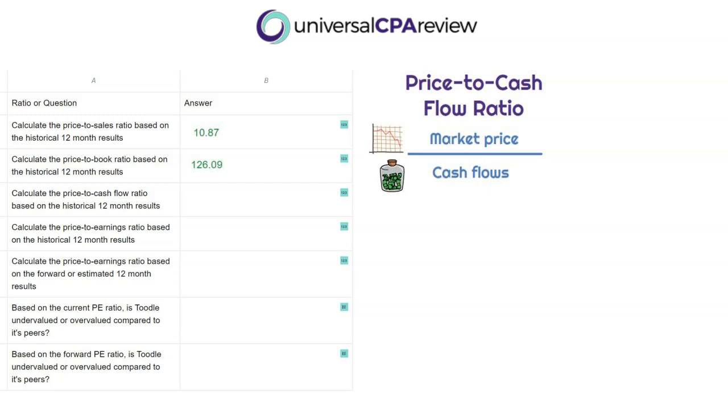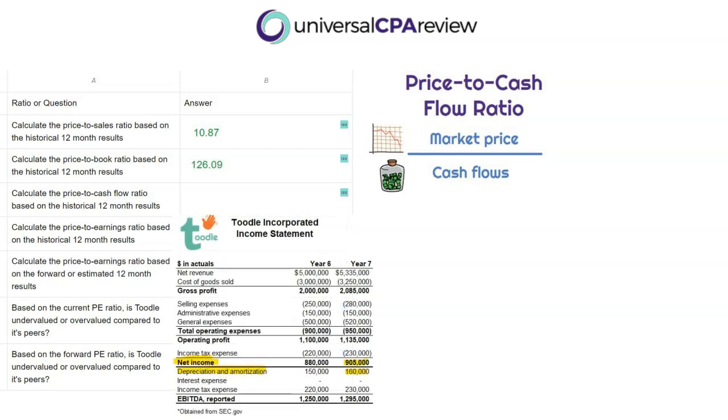So let's start by calculating the company's cash flow for year 7. So I always like to start with net income, right? Think back to FAR when we did the indirect cash flow method. And if you haven't taken FAR, well, this is a great example of how to calculate cash flow when we're given net income as our starting point. So based on the income statement for year 7, net income was $905,000.